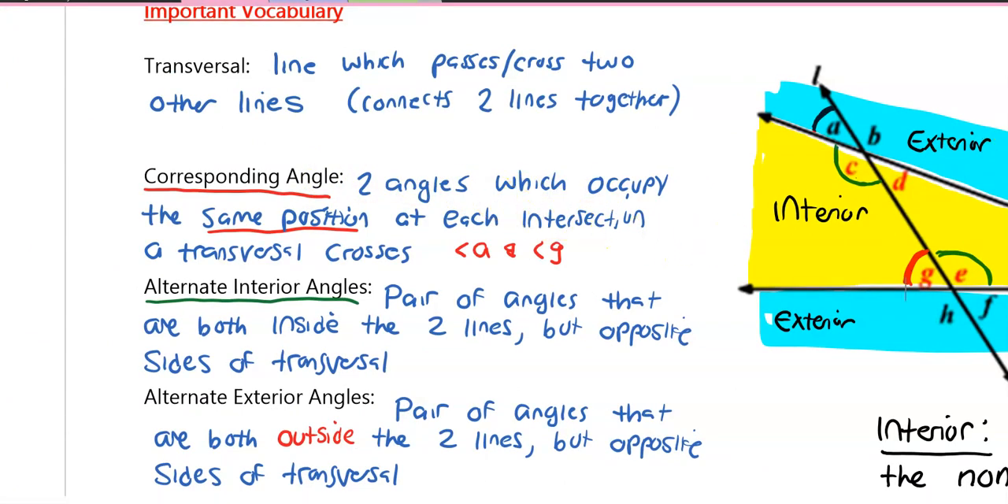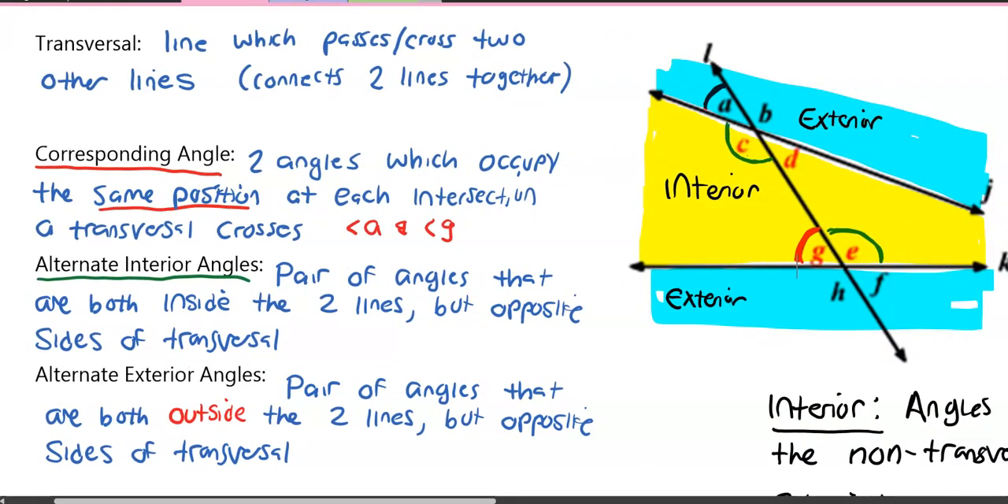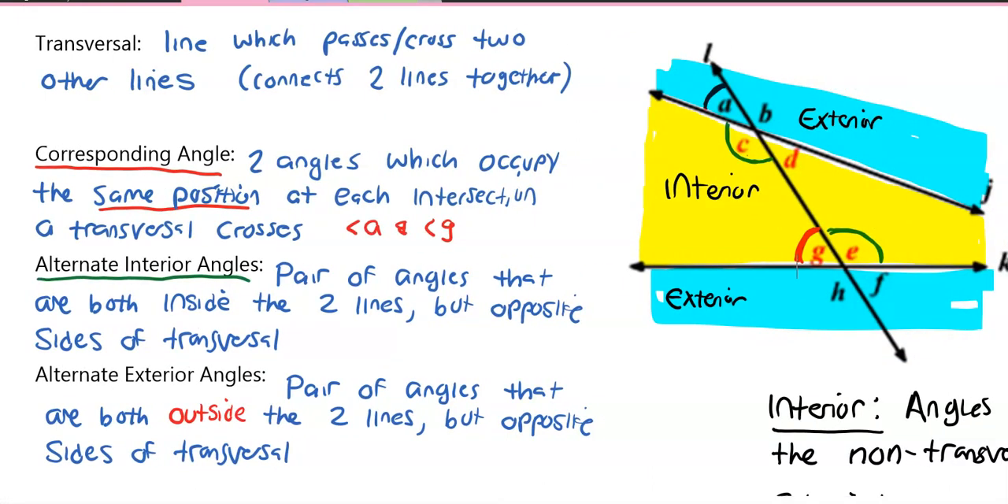So we now talked about alternate interior angles. What about alternate exterior angles? Alternate exterior angles, we'll use blue for this, are going to be angles that are both outside of the two lines but on opposite sides of the transversal. So in this example, angle A's alternate exterior angle would be angle F, because they're both exterior and they're both located on opposite sides of the transversal.